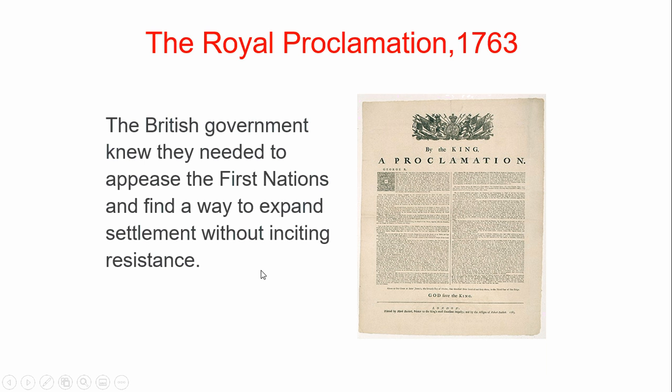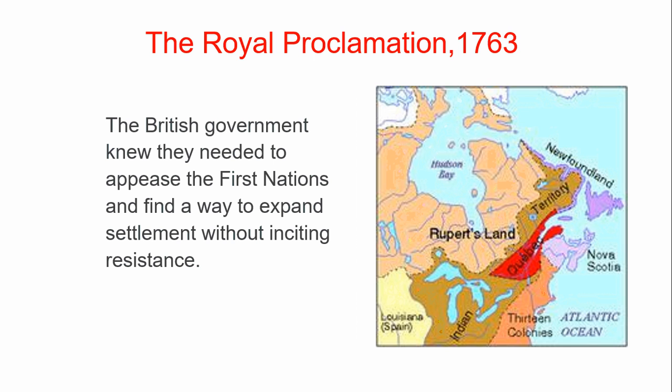All right. So the British government knew they needed to appease the First Nations and find a way to expand settlement without inciting resistance. So what am I talking about? Well, by 1763, Europeans had, for the most part, just been inhabiting the eastern portion of what is now Canada, right? There were not that many European settlers yet in the west of what we now call Canada, right? And so the British government, which owned the colonies in eastern Canada, wanted to expand, right? They wanted to get Europeans to start living in the west as well, not just in the east.